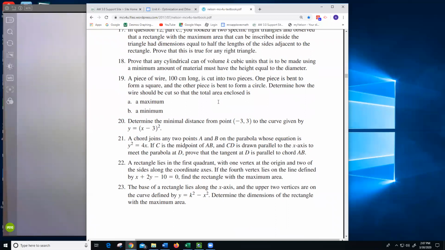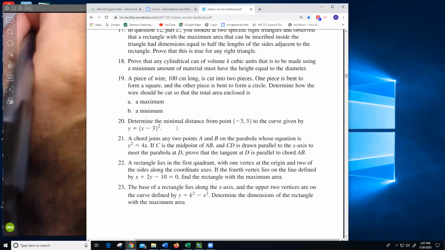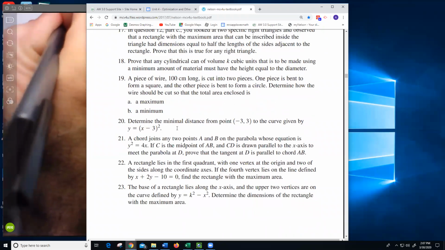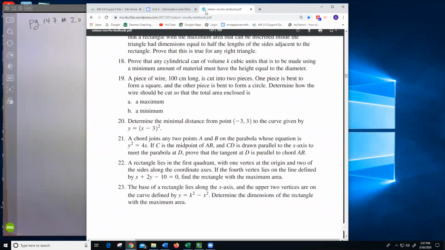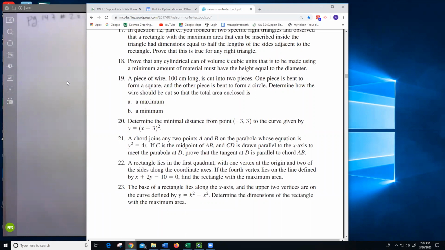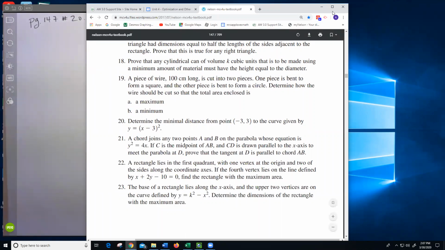Let's take a look at this one here. Number 20, this one here: determine the minimal distance between this point and the given curve. All right, so this is page 147, number 20. And this should be fairly similar to the one we saw in class.